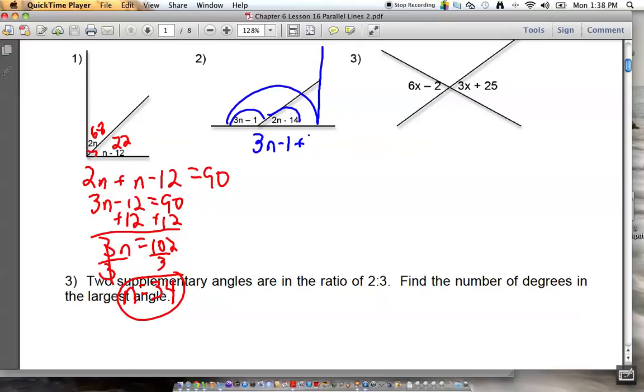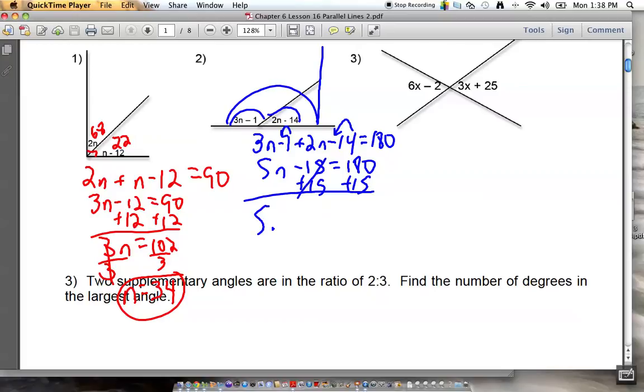So I get 3n minus 1 plus 2n minus 14 equals 180. Is this a same side situation or an opposite side situation? Same side. So 3n's and 2n's make 5n's, and I have to be very careful here, that's a negative, and so is this. If I have one negative and 14 more negatives, what do I have? 15 negatives, very good. 5n minus 15 is 180. Add 15 to both sides. Now we're just running through equations like we did all of that work early in the year. And this is one of the big reasons why. 5n is 195, divide by 5, n is 39.